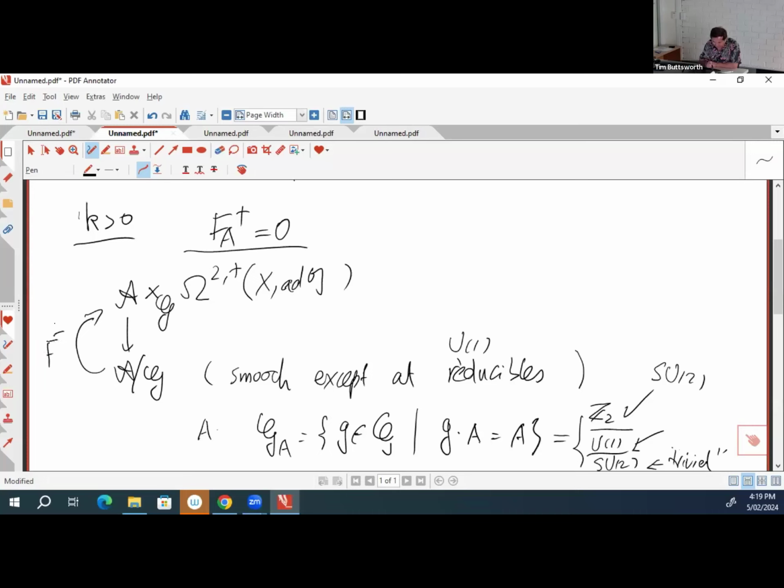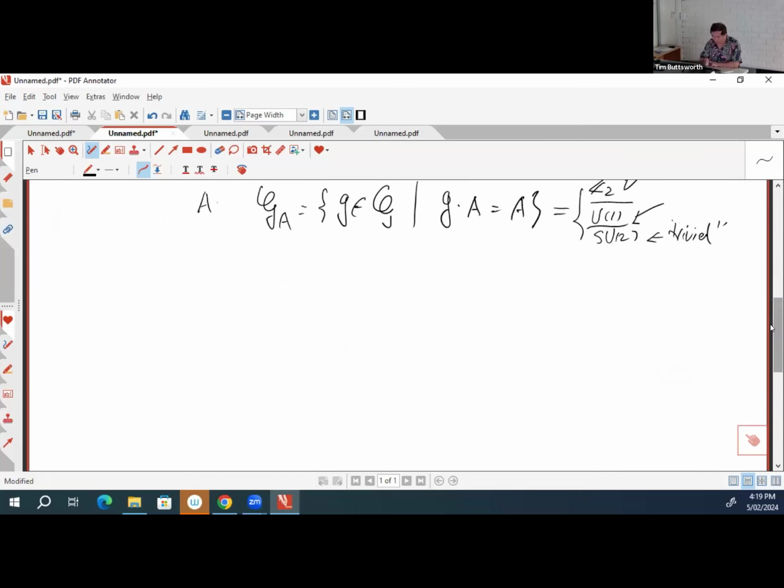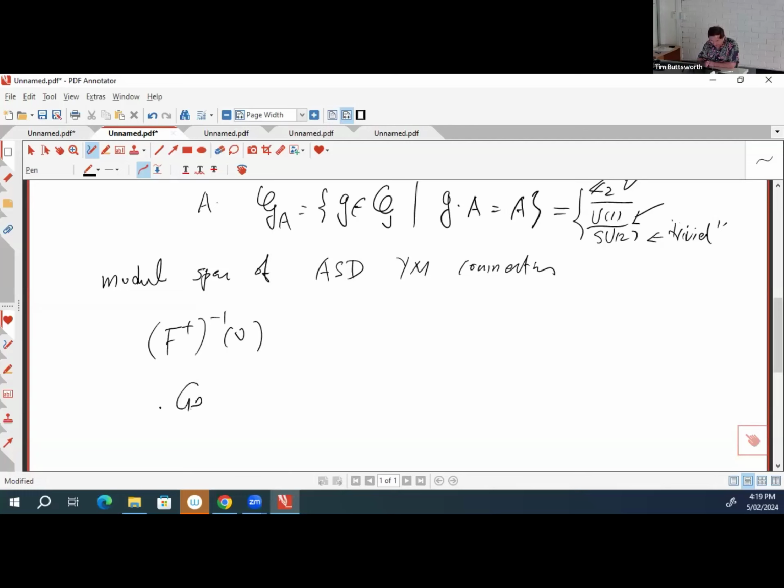So this is the equation. And then the moduli space of anti-self-dual Yang-Mills connections is the set of zeros of this section. And if we use the transversality theorem, generically, this section is transverse to the zero section.